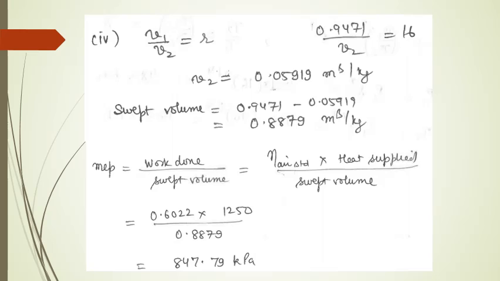As we know the compression ratio is 16, and the compression ratio r is equal to V1 upon V2, so the value of V2 comes out to be 0.05919 meter cube per kg. And with this, the swept volume V1 minus V2 comes out to be 0.8879 meter cube per kg. Mean effective pressure, which is equal to work done upon swept volume, is found to be 847.79 kilopascal, where we have substituted the work done equal to air standard efficiency into heat supplied.